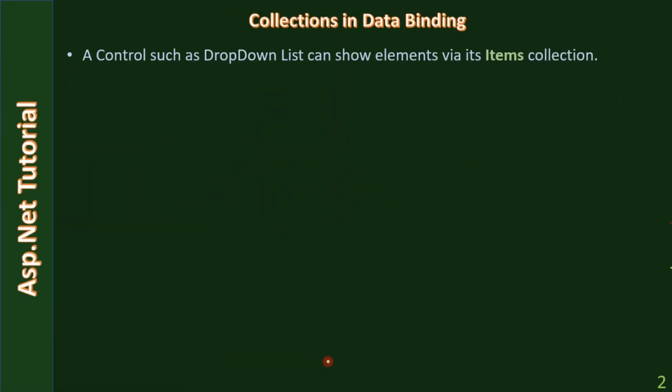A control such as a drop-down list can show elements via the items collection. So we already know that the control maintains an item collection, and through that we can populate a number of items. So if you populated 7 items, those 7 items will be shown in the drop-down list control.